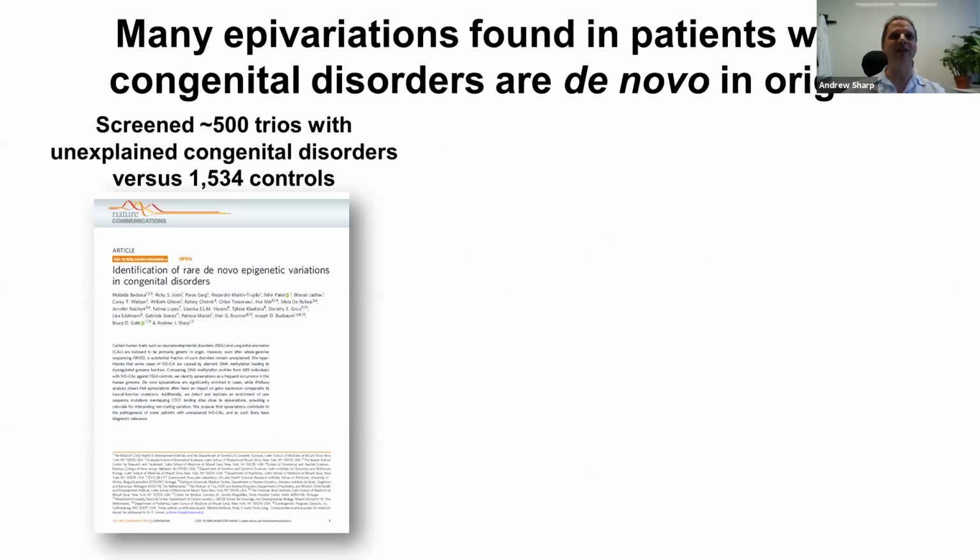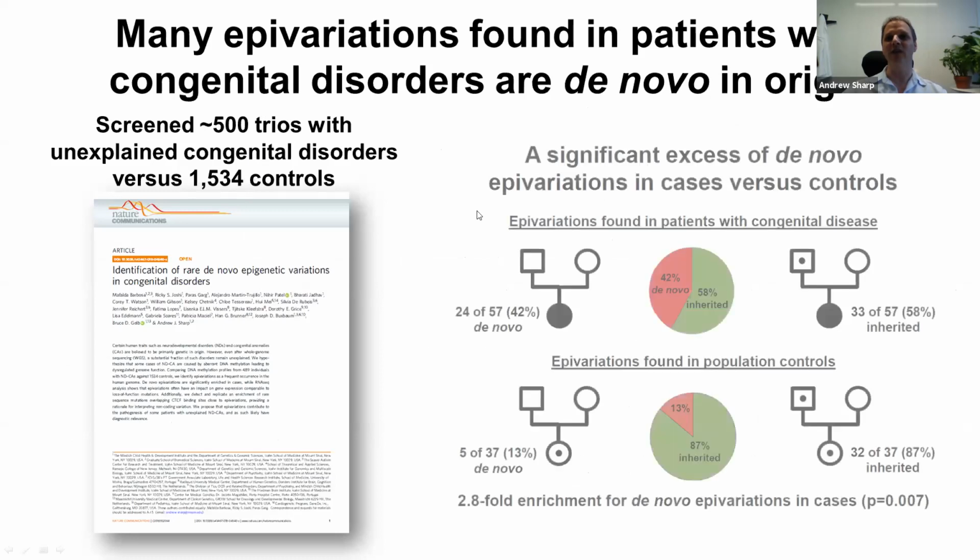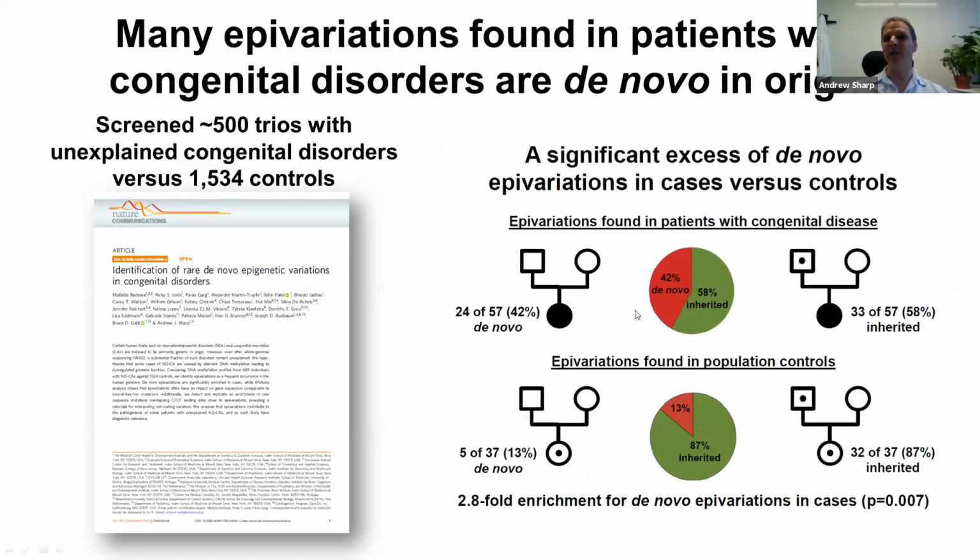I'll just very quickly say, here's a paper we published 2 years ago where we looked at around 500 trios and characterized epivariations found in those that were absent in controls. Headline number here, we found a nearly 3-fold enrichment for de novo epivariations in patients with congenital disease compared to controls, so saying a lot of these are probably linked with disease.